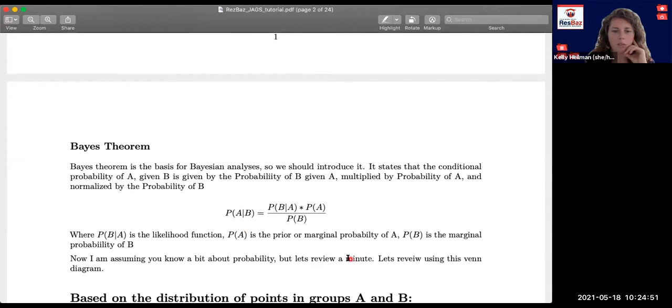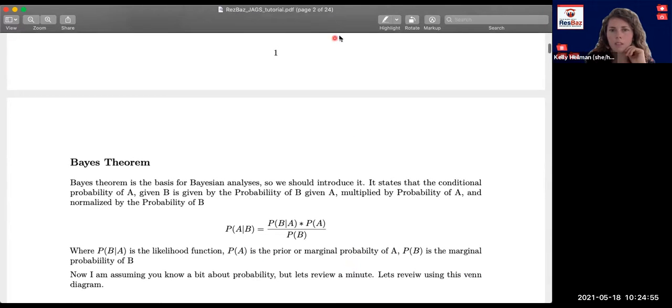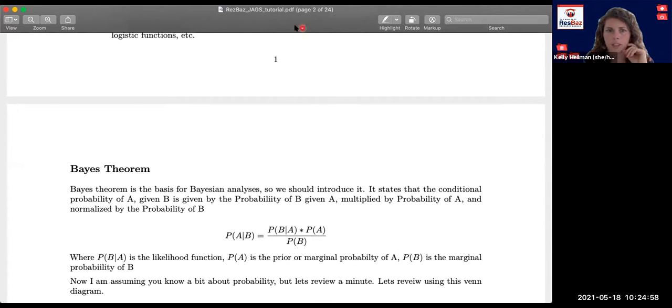Okay, so let's review a little bit. We can review probability using a Venn diagram, and I'm actually going to jump out of this PDF really quick. Okay, let's share my screen again.